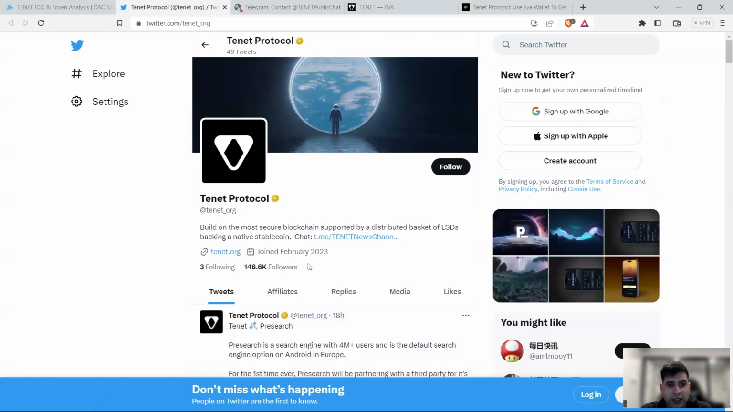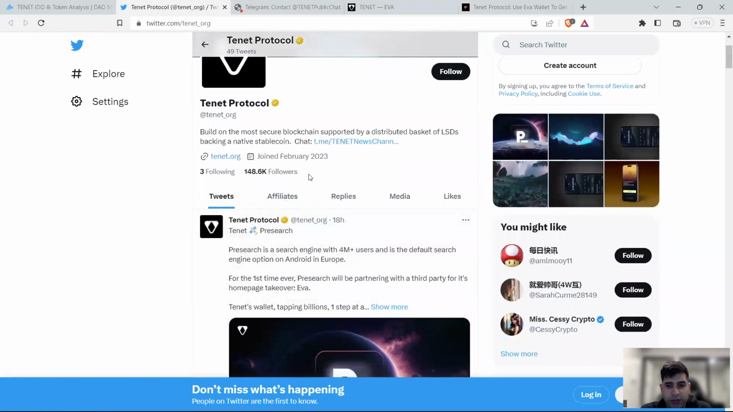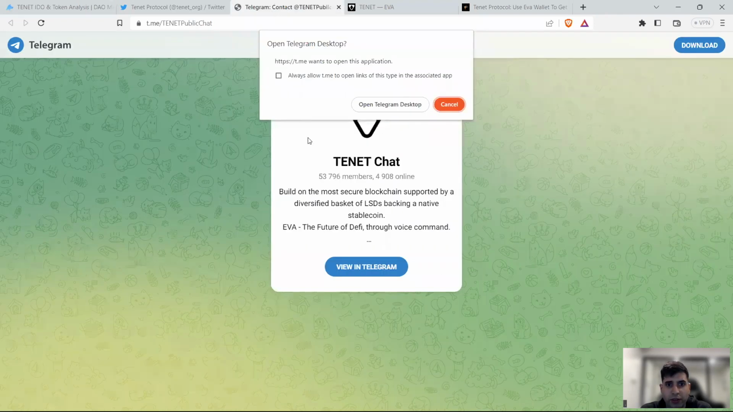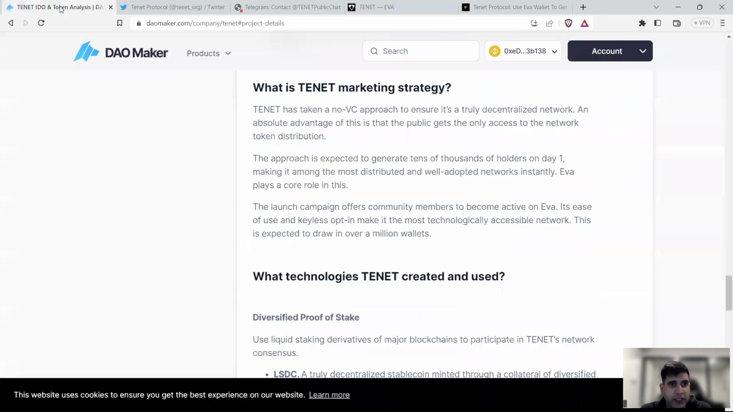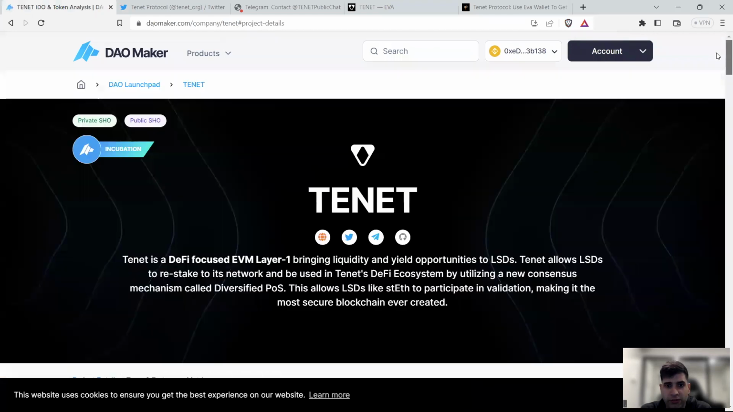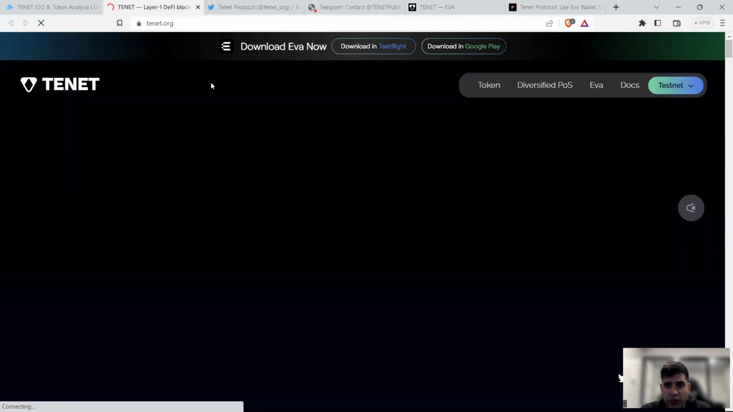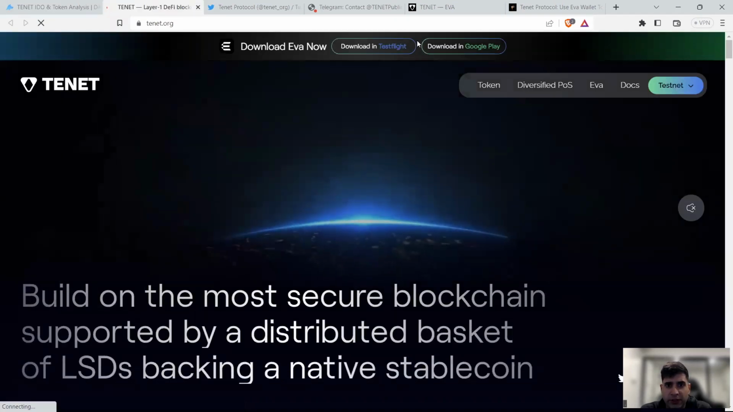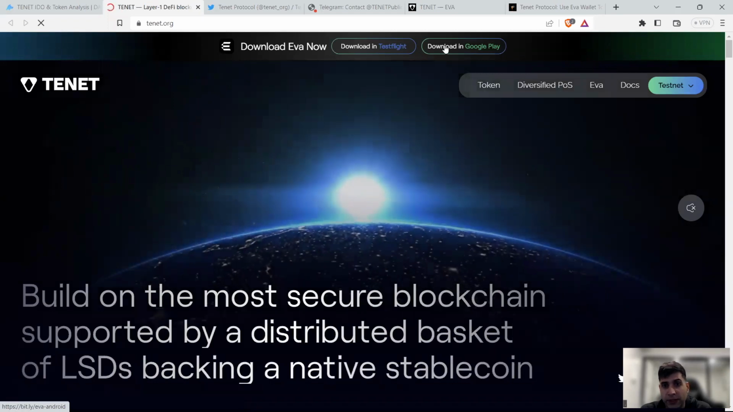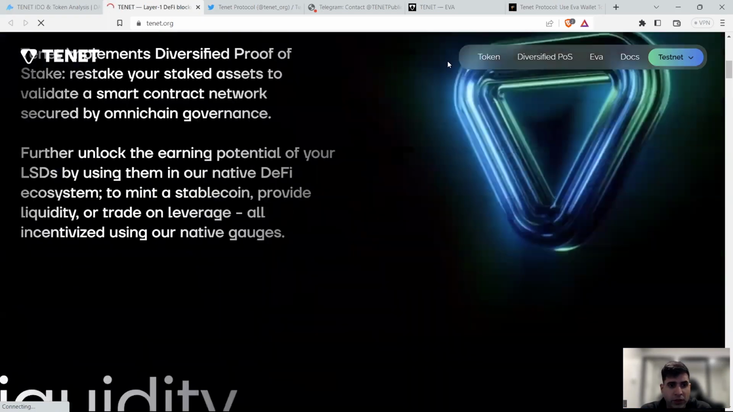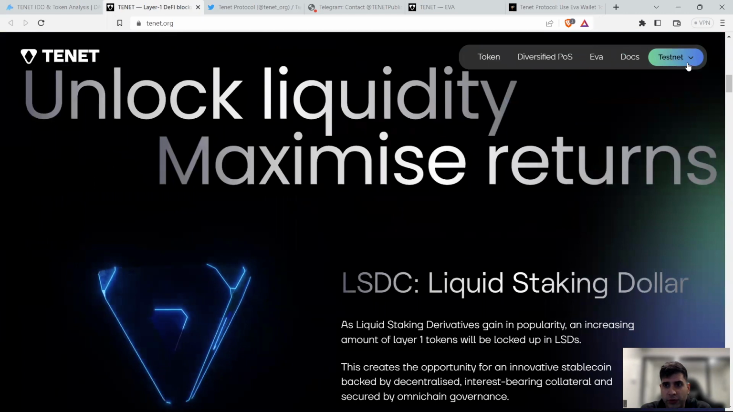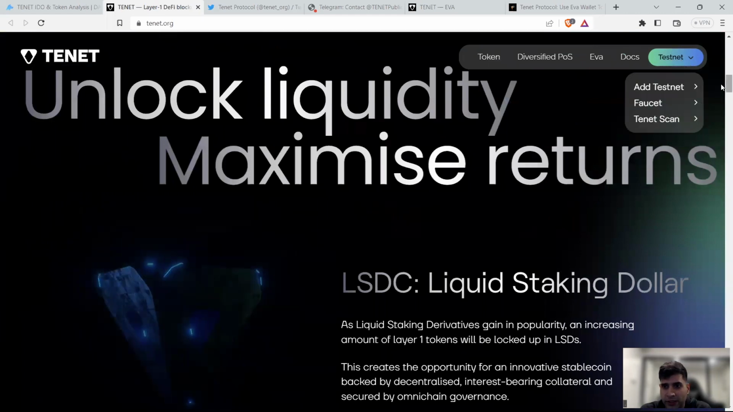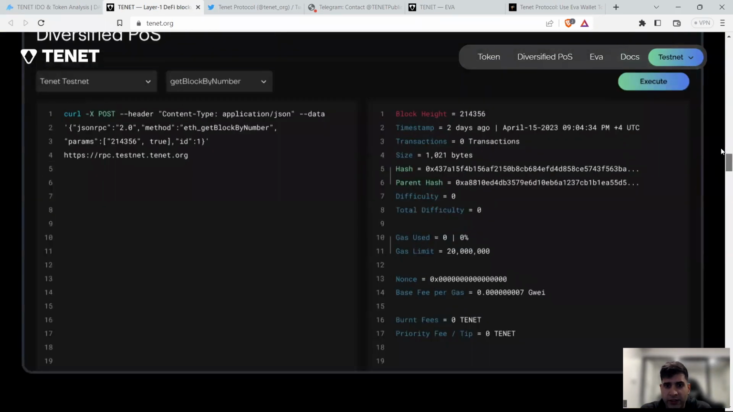As you can see in the social media, they've got 150K followers on Twitter and 53,000 followers on Telegram. They're also quite active on their own website, which gives you more information. This is their own website, where you can see the TestFlight or Google Play. In Google Play, it's the full mode. And you can read more about the testnet, the Tenet scanner, and everything else you need to know about the development.